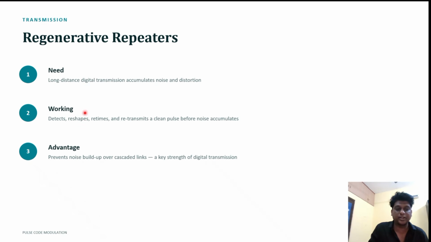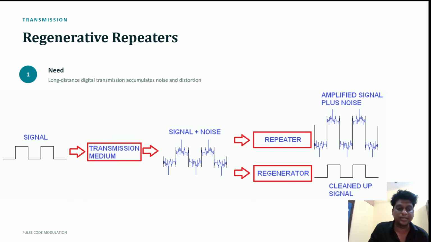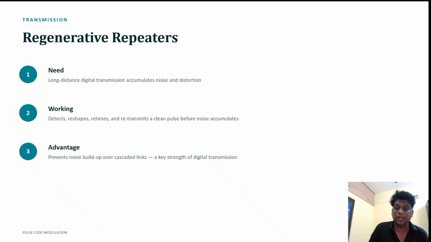We use regenerative repeaters because over a long distance, the signal can accumulate noise and distortion. The repeater detects, reshapes, retimes and retransmits a clean pulse before the noise accumulates too much. The advantage is that it prevents noise buildup over cascaded links, which is a major advantage of digital transmission compared to analog.